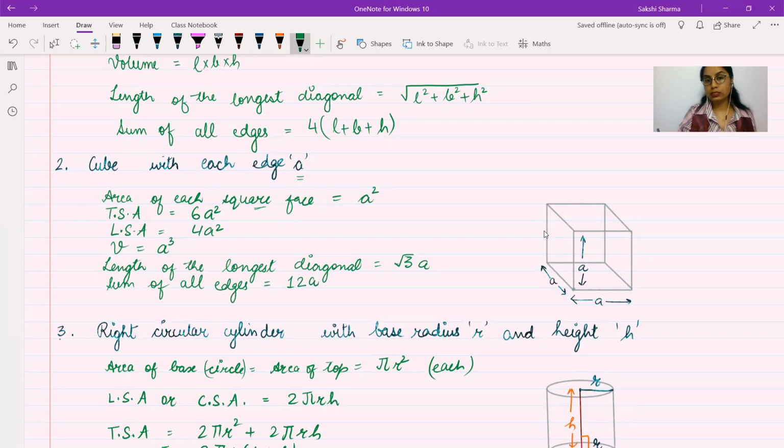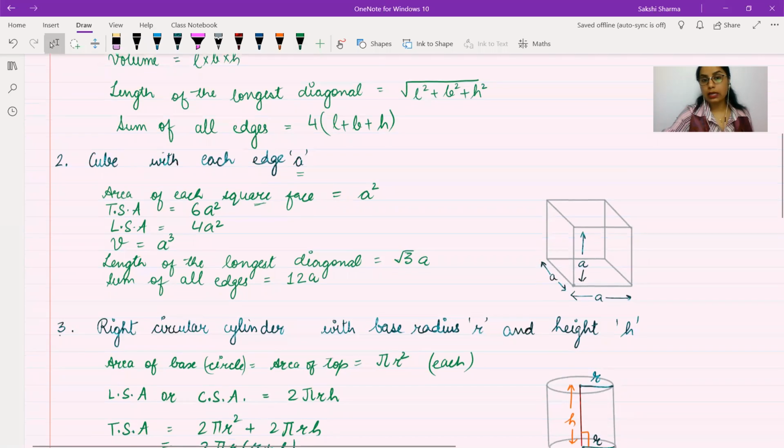Length of the longest diagonal, same formula है. अगर आप L, B, H को equal कर दो and replace them by A या X, any variable you could take. Sometimes the formula are written with L. So L square plus L square plus L square, it will be under the root 3 times the side. Sum of all edges is 12 times the side.